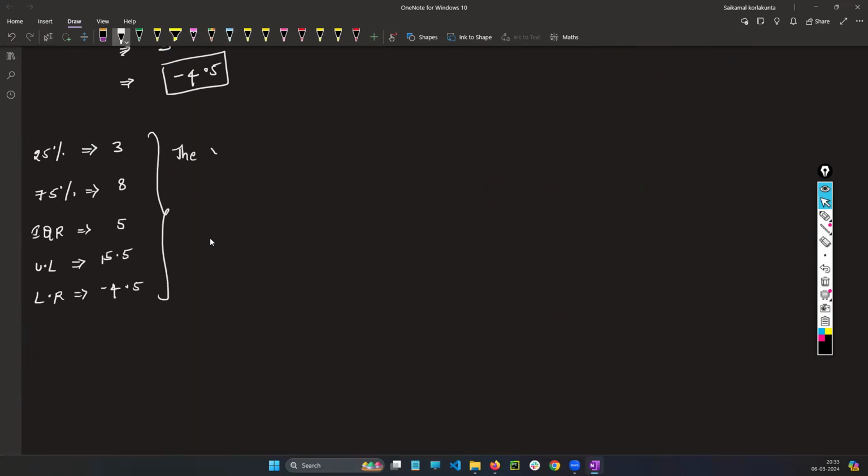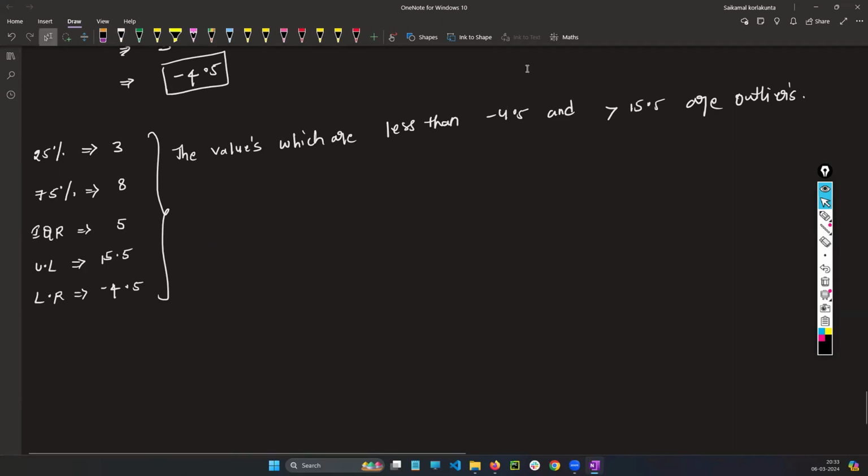The values which are less than minus 4.5 and greater than 15.5 are outliers. Simple. Okay. The values which are less. Just give me a minute, guys.